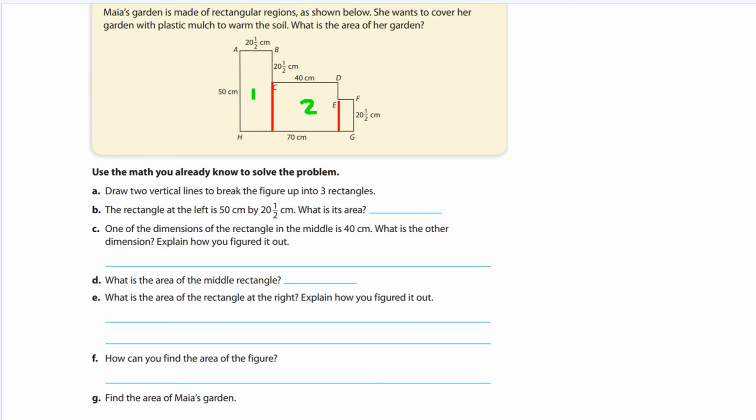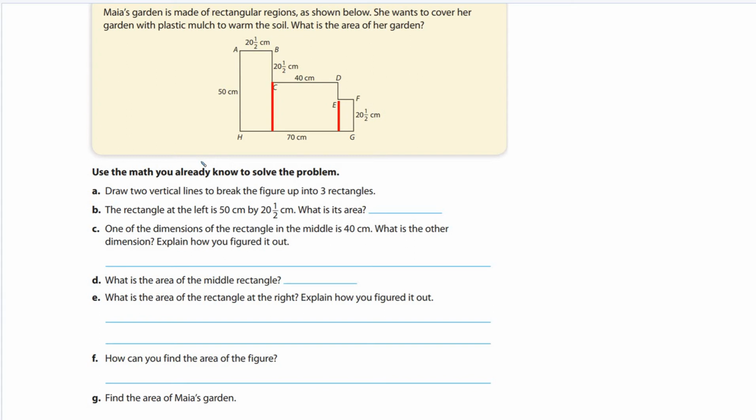Okay, and now let's start answering some of the questions. The rectangle at the left is, as you can see, 50 centimeters by 20 and a half centimeters. Can you guys see 20 and a half centimeters? So they're asking you to find the area. So I'm going to give you an opportunity to find the area. I would pause this video and see if you can find the area of that.